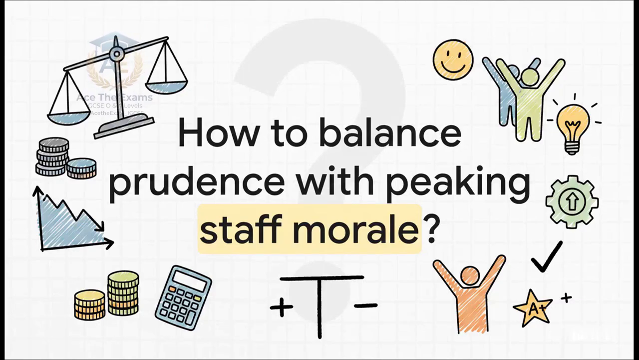To finish up, I want to leave you with a challenging pause and think scenario to chew on. If a firm's current ratio plummets because of heavy capital expenditure, but at the exact same time staff morale is absolutely peaking, how does the prudence concept dictate we report this reality? It perfectly bridges the rigid, conservative numbers with the very real, non-financial reality of a motivated workforce.